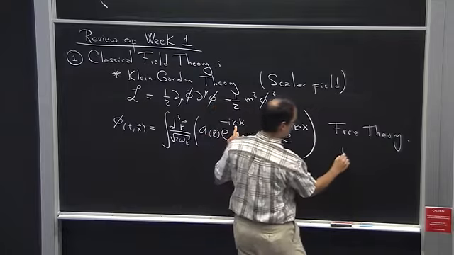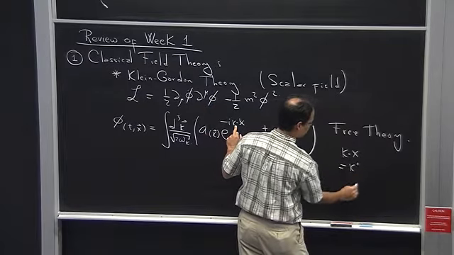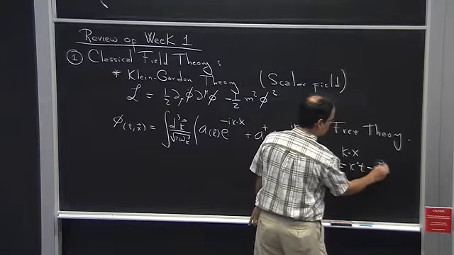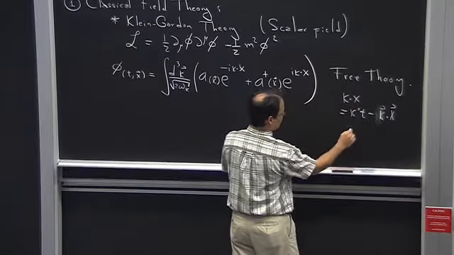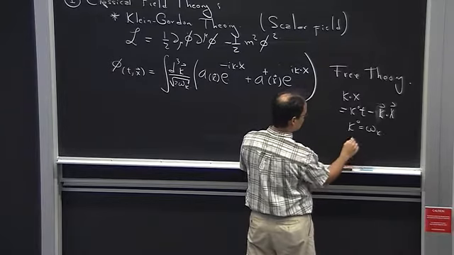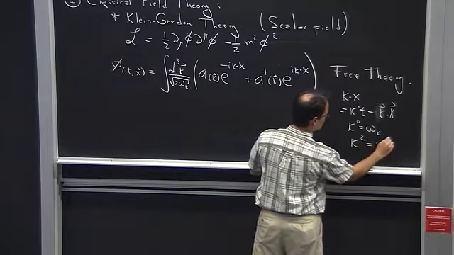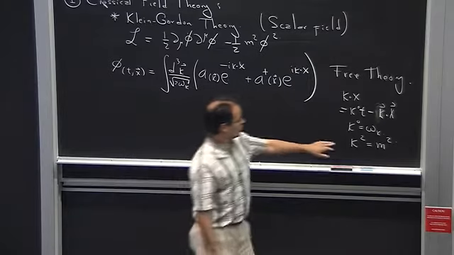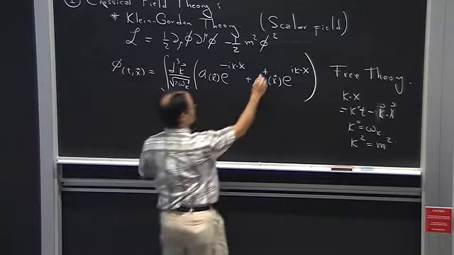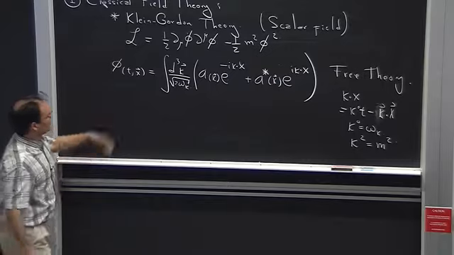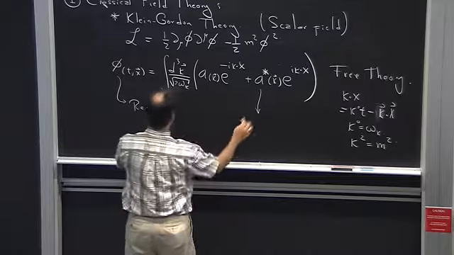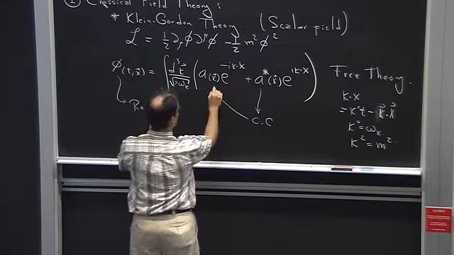Here k dot x meant k0 t minus k dot x, and k0 is also omega_k, and they are defined to satisfy the relation k squared equals m squared, where k squared is a 4-dimensional norm. Sorry. And this was in the classical field theory. So phi being real implied that this had to be the complex conjugate of this.